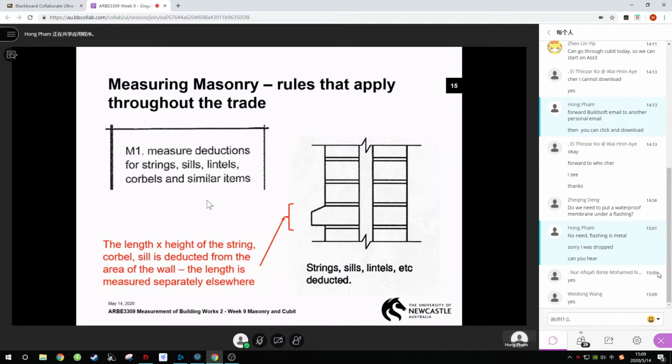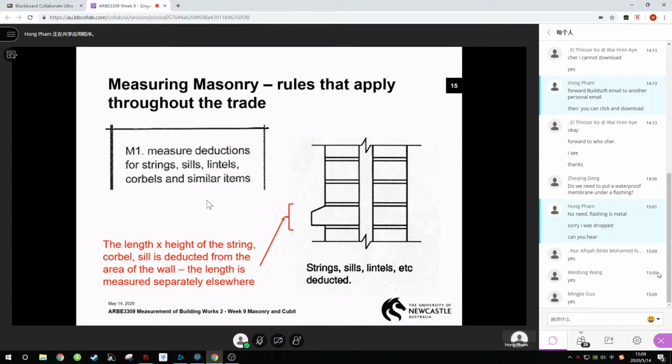Okay, so measurement rule 1 means if you see strings or sills or lintels, like some sort of special course, these are the common walls, the normal walls. But you see all sorts of decorations.